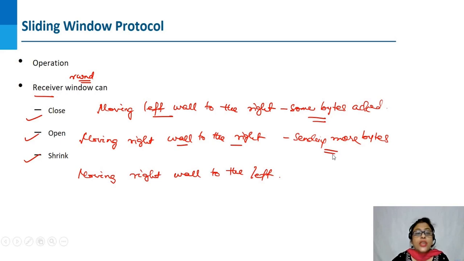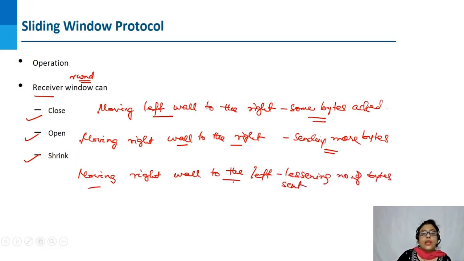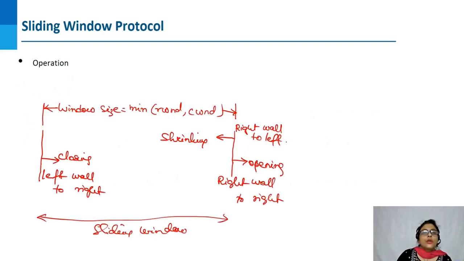When it is in the shrink case, it means moving the right wall to the left. This should be discouraged because it will lessen the number of bytes that can be sent to the receiver. So this is the pictorial representation of open, close and shrink window size.